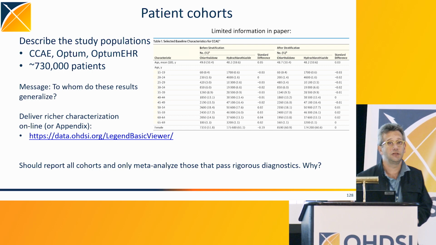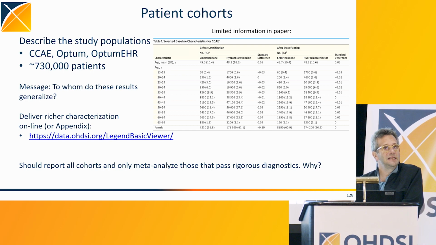And the reason I would argue that you provide all of it is there are important questions. Why did a specific set of individuals not pass rigorous diagnostics? What is it about that population that's different than the other databases? And knowing about those differences gives you information about how generalizable are the results that you're presenting.